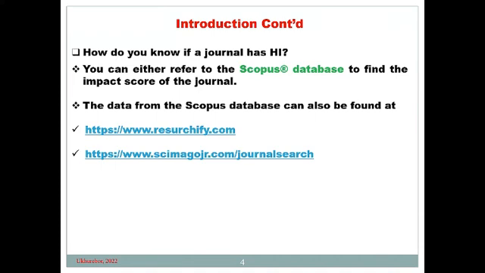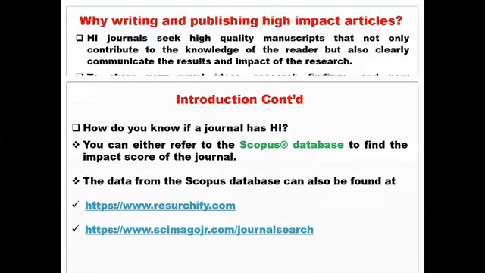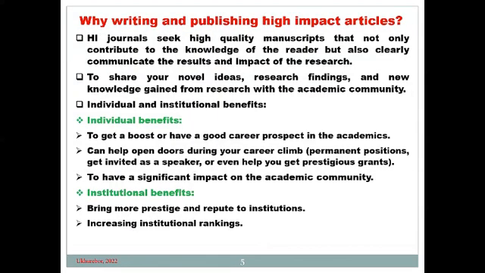Journals, based on the impact factors, are classified into 4 categories. You have the Q1, Q2, Q3, and Q4. For time's sake, I will not be dwelling on Q1, Q2 or Q4. But let's talk about ways that will enable us to publish in high impact journals.